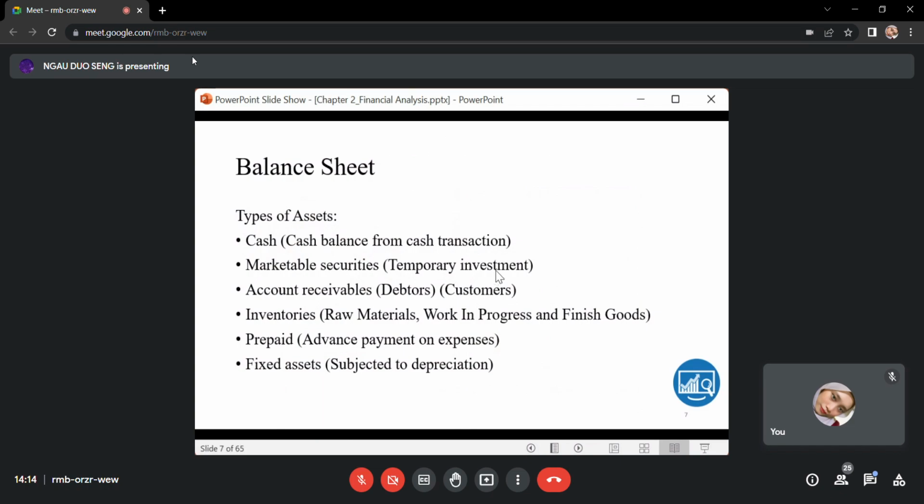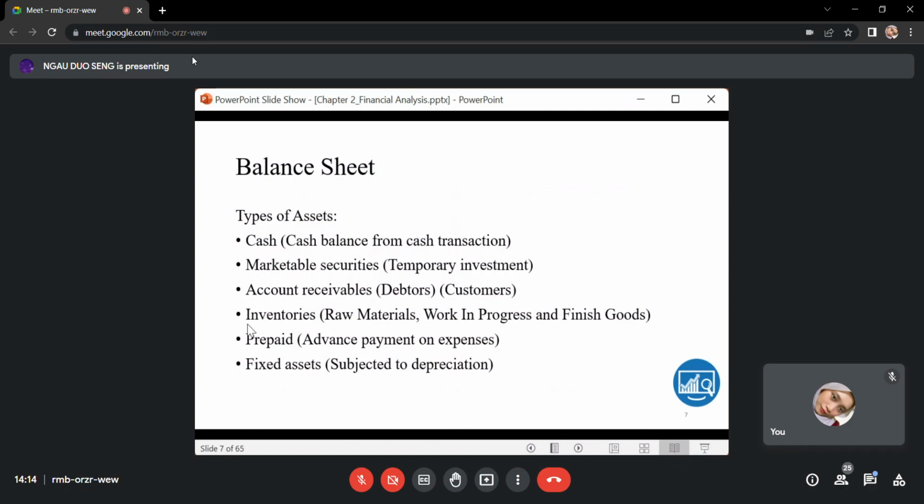So as I say, company, they don't like cash. So if they have free time, they are going to invest in a marketable security lah, temporary, maybe for 2 weeks ke 1 month ke. So they are parking kat sini lah, marketable security. Then we have account receivable. So we have debtors account or customers account.